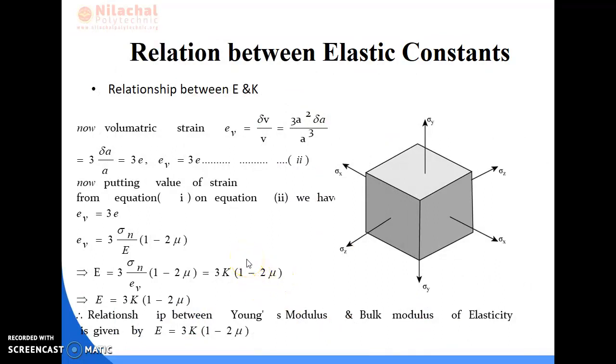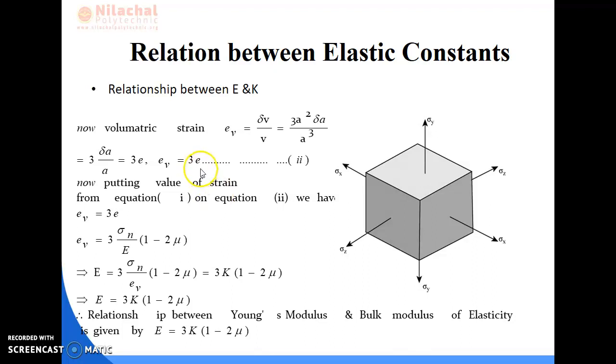Now volumetric strain EV is equal to change in volume by original volume. We are getting del V is equal to 3A square into del A divided by A cube. So 3 into del A by A, that is equal to 3 into strain. So EV is equal to 3 into strain.